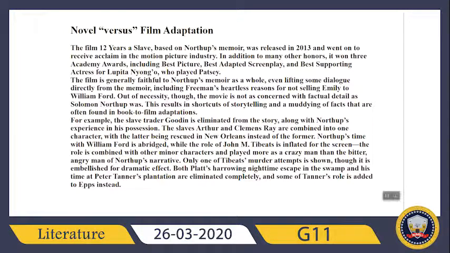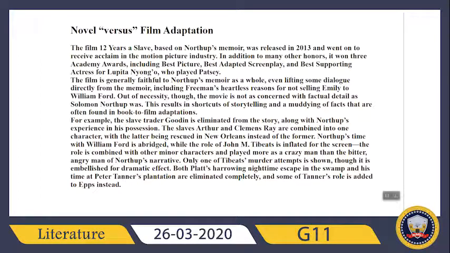The slaves Arthur and Clemens Ray are combined into one character, with the latter being rescued in New Orleans instead of the former. Northup's time with William Ford is dramatically abridged, while the role of John Tibeats is inflated for the screen. The role is combined with other minor characters and played more as a crazy man than the bitter, angry man of Northup's narrative.